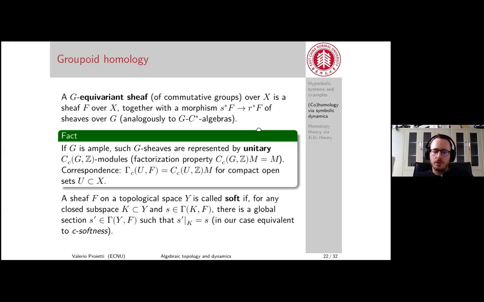Now we will consider resolutions of sheaves, and the important notion here is that of C-soft sheaves. This is the familiar definition which we see, for example, in algebraic geometry, or when we study sheaf cohomology. A sheaf F is soft if for any closed subspace K in Y and section over K, there is a global section whose restriction to K matches up with the section I was given. Because we are in this ample situation, this is equivalent to C-softness, where K is compact instead of closed.